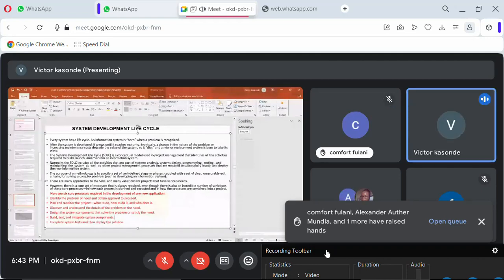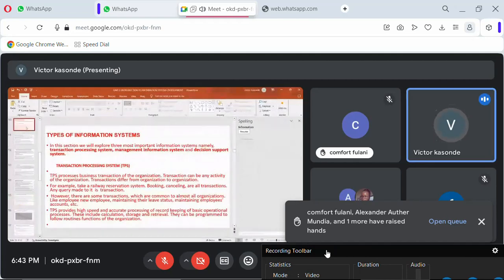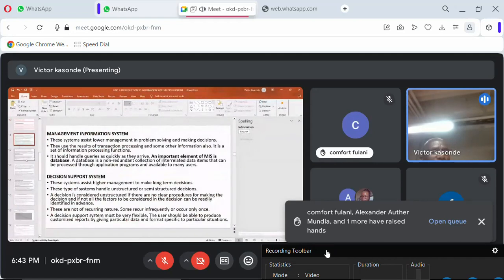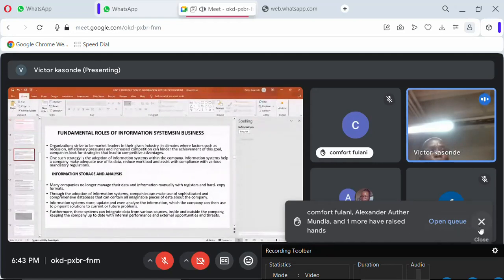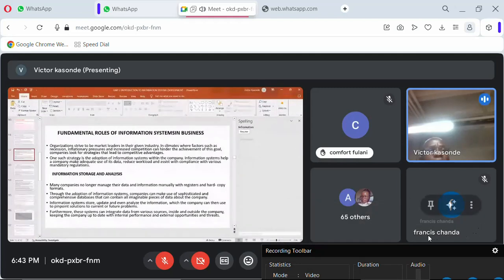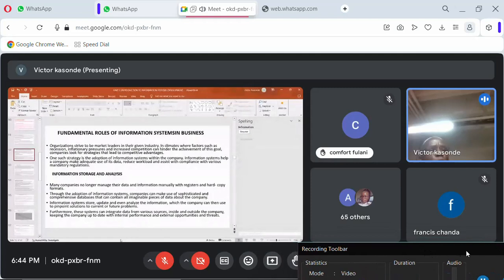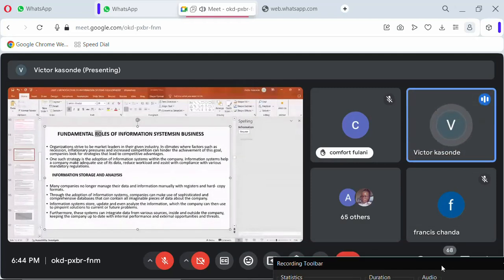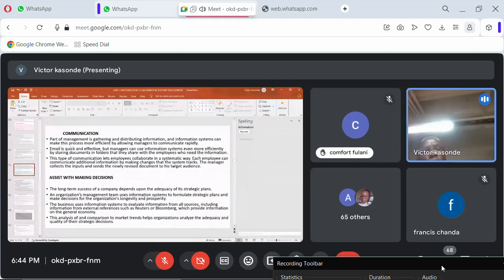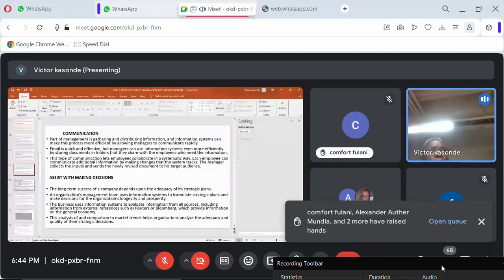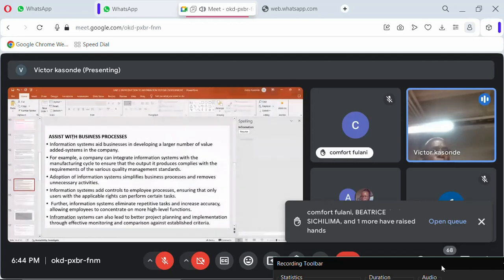Madam, go through the notes. On that one, if you start asking me, I said everything under that we are explaining. Transaction we explain. Then we look at the fundamental roles of information system. These are the things which we are explaining. We explain the types of information system, and then we go to the roles of information system. What are the roles? That is the way it is. We go now to communication information system. We are supposed to communicate. We touched on assist. All these are talking about information system.